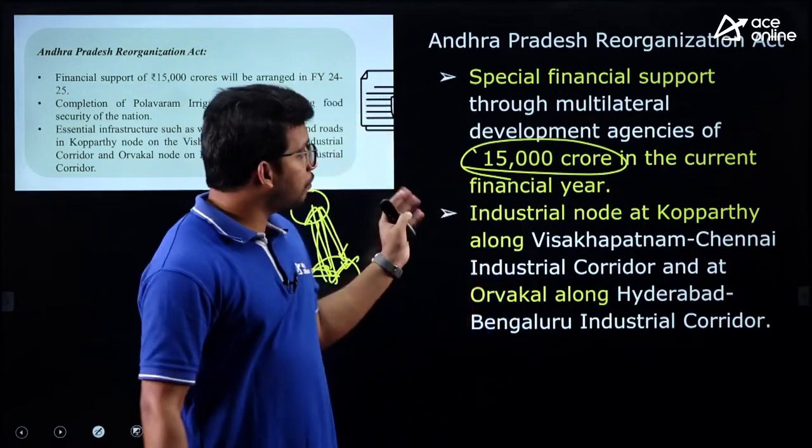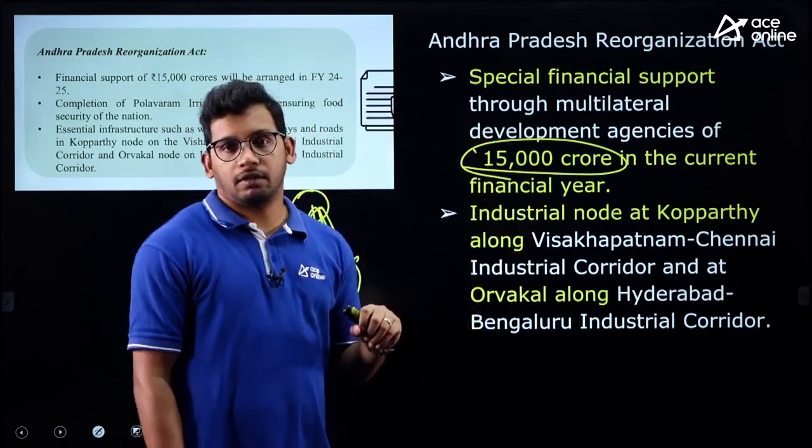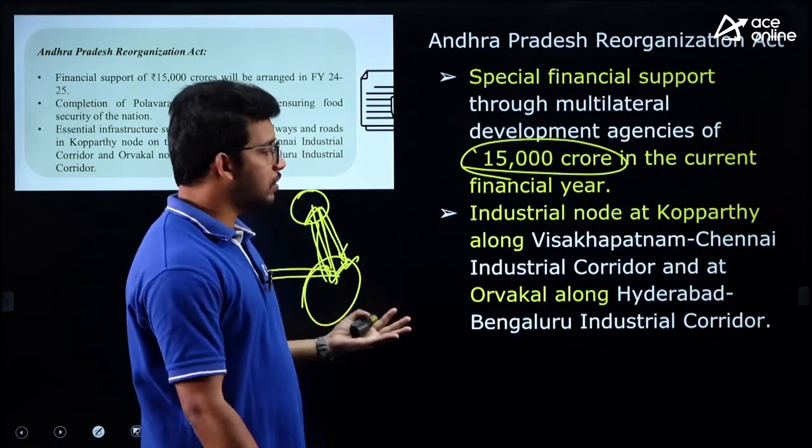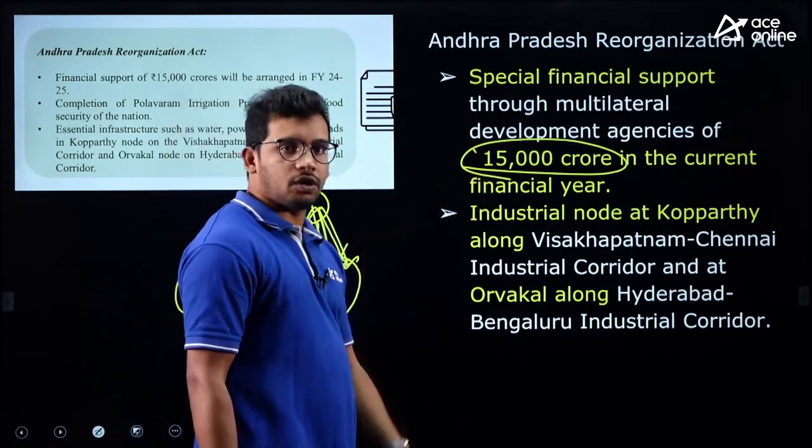So they have given 15,000 crores specifically to develop the capital for Andhra Pradesh, that is Amaravati. They are aiming to develop Amaravati. So that is the central government provision.